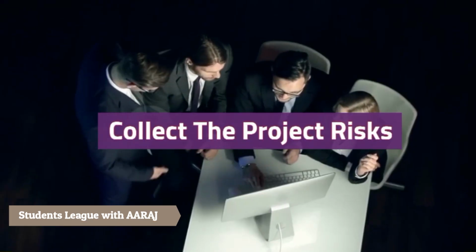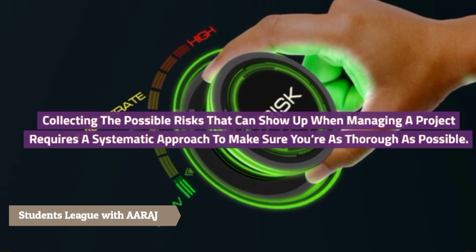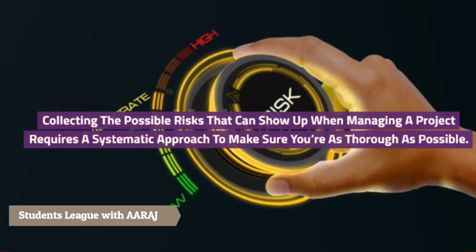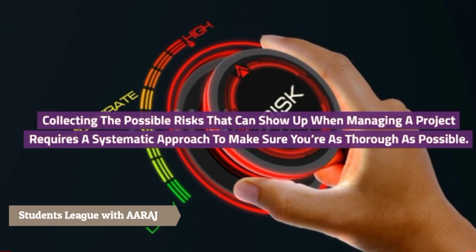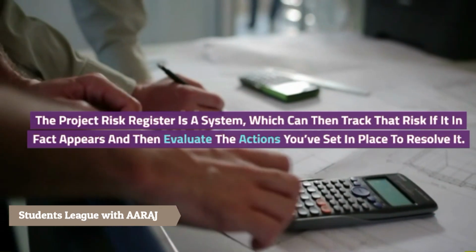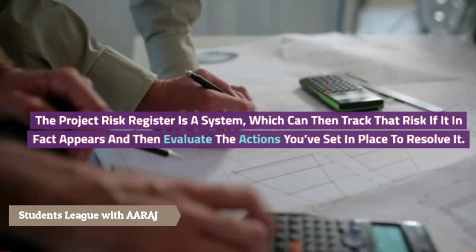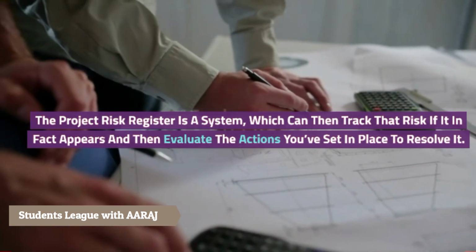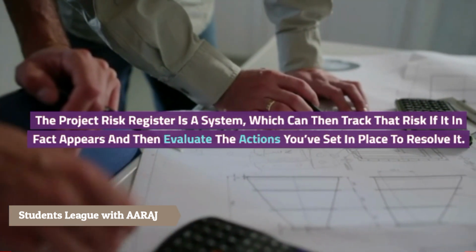Collect the project risks. Collecting the possible risks that can show up when managing a project requires a systematic approach to make sure you're as thorough as possible. The project risk register is a system, which can then track that risk if it in fact appears and then evaluate the actions you've set in place to resolve it.